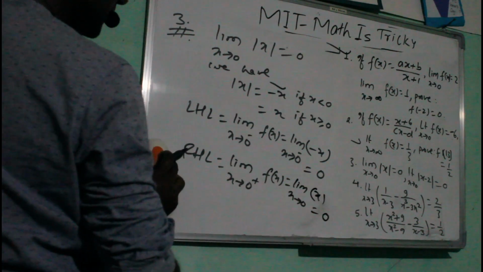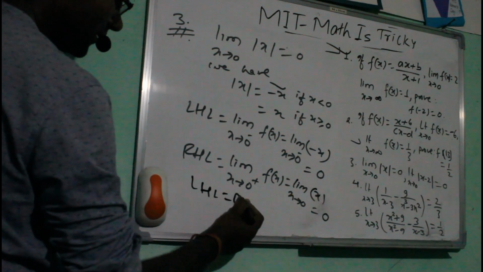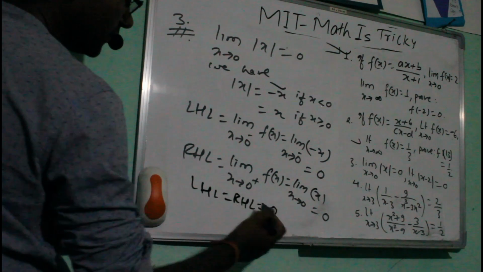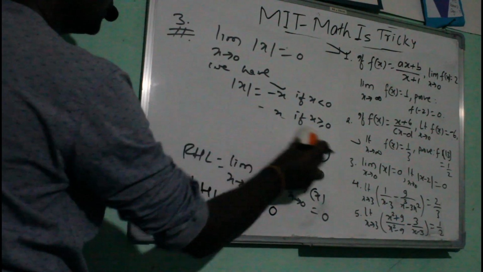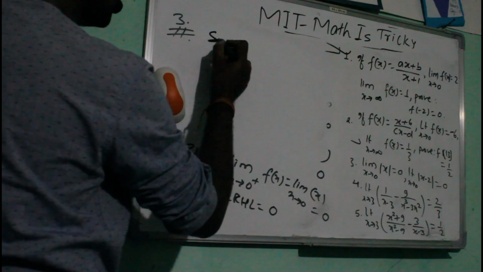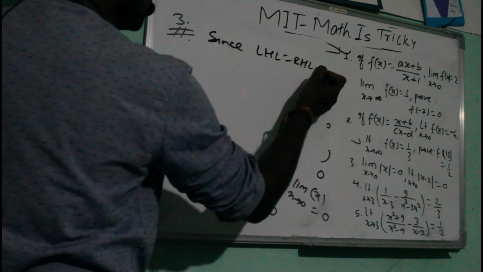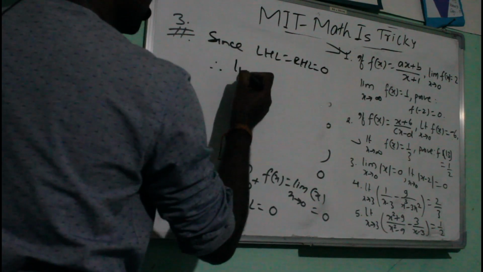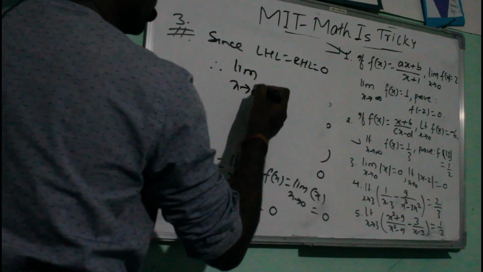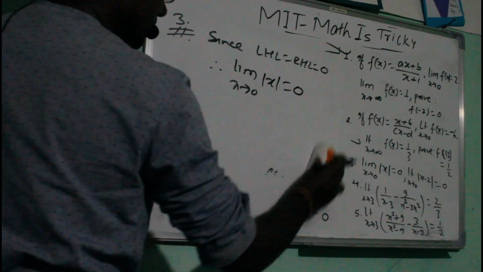Now we can see here left hand limit equals right hand limit. So left hand limit equals right hand limit equals 0. Therefore we can write here, since left hand limit equals right hand limit equals 0, therefore limit x tends to 0 modulus x equals 0. Similarly we can prove the second part.